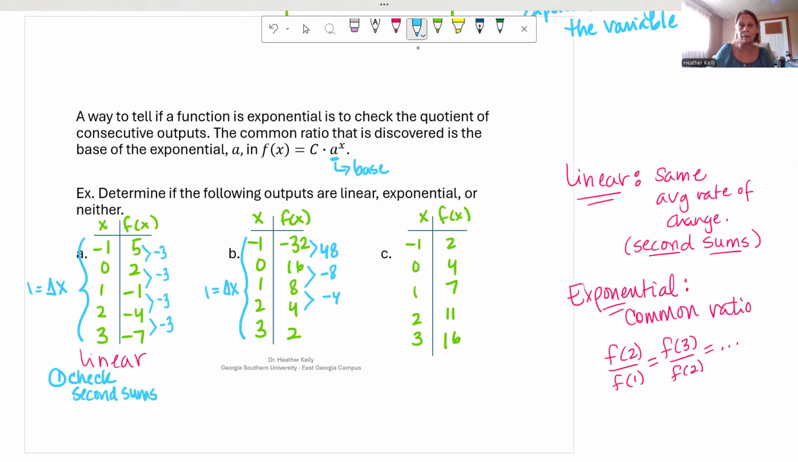Okay, so those are not the same. We already see that. So we know because of that, it's not linear. Okay, because those are not the same. The same sum would have told us that this is linear. Okay, so since it's not the same, let's start checking the quotients there.